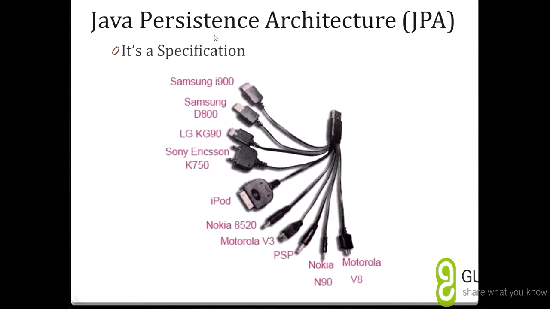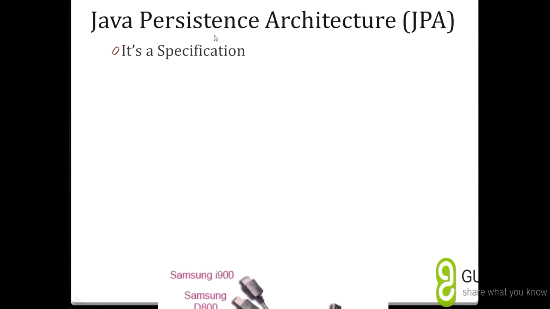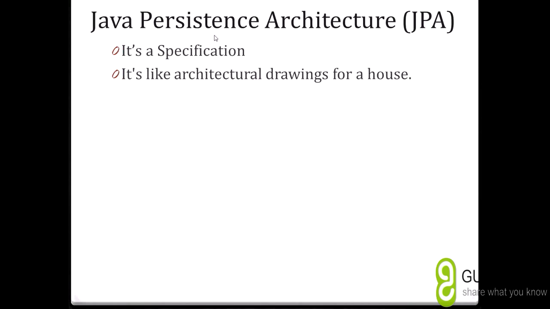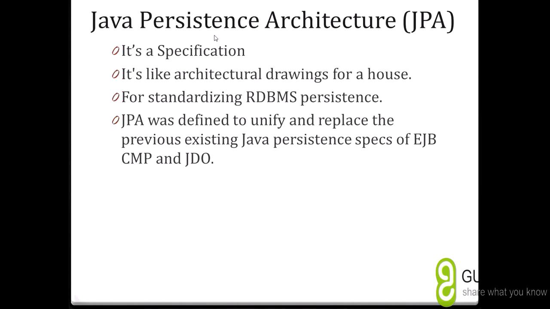So it is like a typical architecture of a house. So it was mainly for RDBMS standardization they created. And if you look at this, JPA was created to unify and replace the previously existing Java persistent specifications of EJB, CMP and JDO. EJB is Enterprise Java Beans, CMP is Container Managed Persistence, JDO is Java Data Objects.